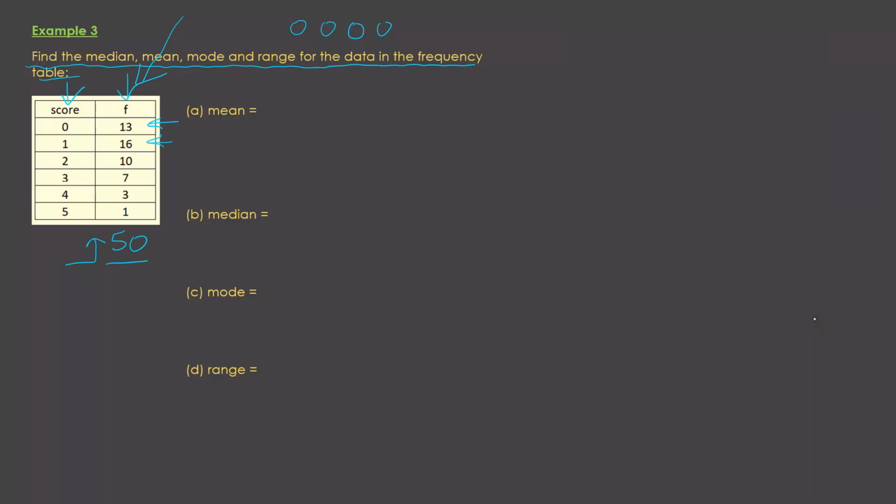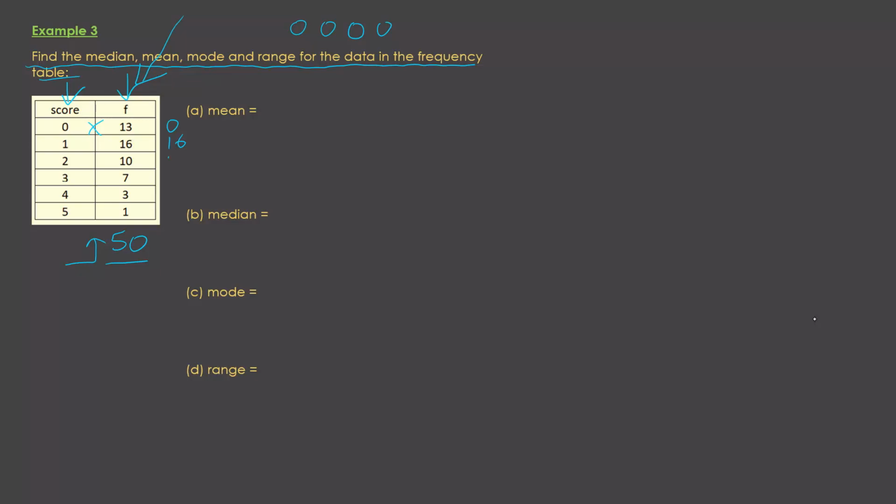To work out the mean, what we need to do first is work out the sum of the data. We have 13 scores of 0. We could do 0 plus 0 plus 0 plus 0 and so on, but a quicker way of doing it is to multiply them. 0 times 13 gives us 0. 1 times 16 gives us 16. That's the score that we get when we add up 16 ones.